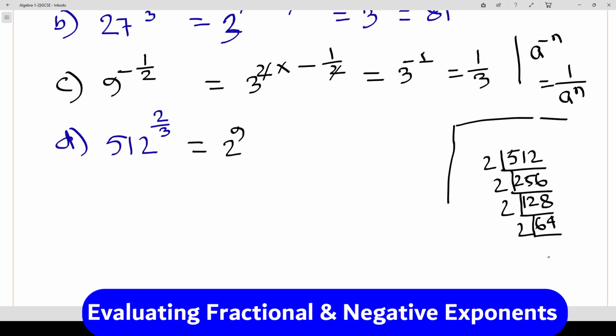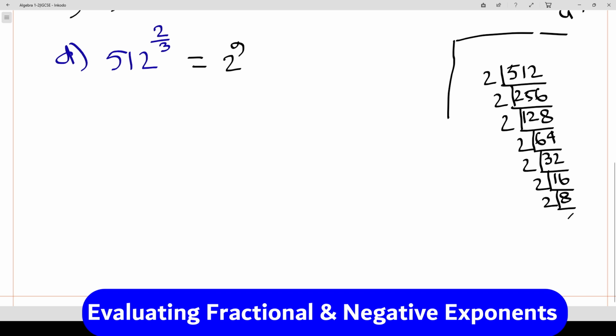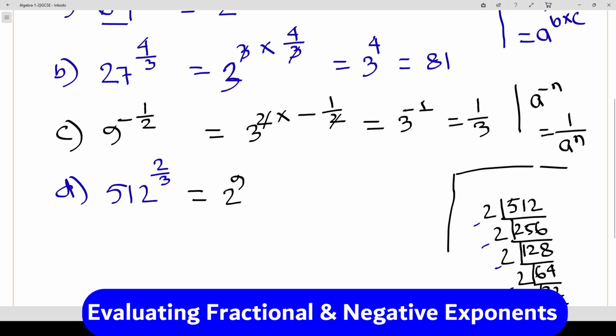Again divide by 2, it will be 32. Divide by 2, here is 16. Divide by 2, we will get 8. Divide by 2, we will get 4. And finally, once we divide by 2, we will get another 2. So once we count 1, 2, 3, 4, 5, 6, 7, 8, 9, it means 2 to the power 9.